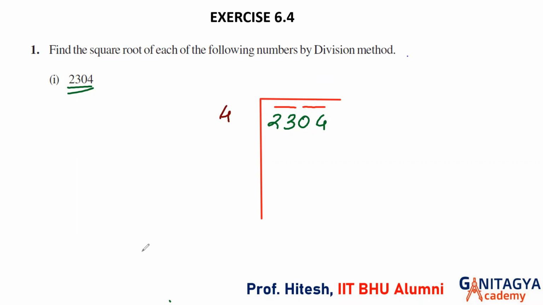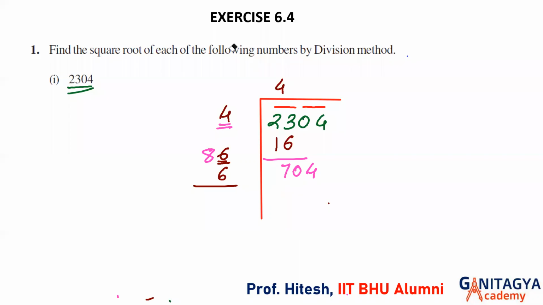Because 4 square is 16, 5 square is 25, and 25 is more than 23. So 4 square is 16. I will write 16 here, I will write 4 here, and I will double the 4, so I will write 8 here. So 23 minus 16 is 7, and the next is 704. Now I will choose a number over here such that multiplication works. If I choose, let us say, 6, I have to multiply 86 into 6.